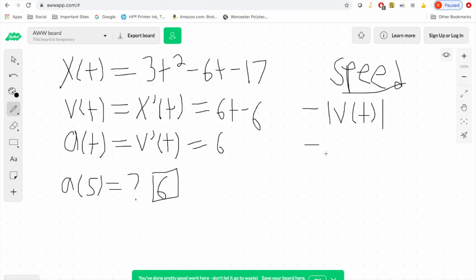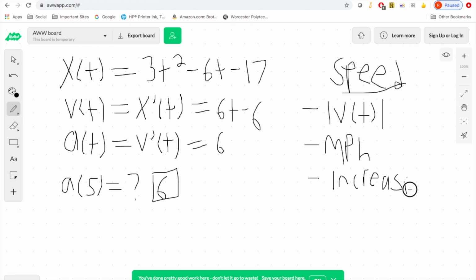Speed is usually in some sort of units like miles per hour. I should probably specify that. Position is usually in something like miles or inches, one of those. Velocity is usually in miles per hour or feet per second or something like that. And acceleration is usually miles per hour squared or whatever, feet per second squared.